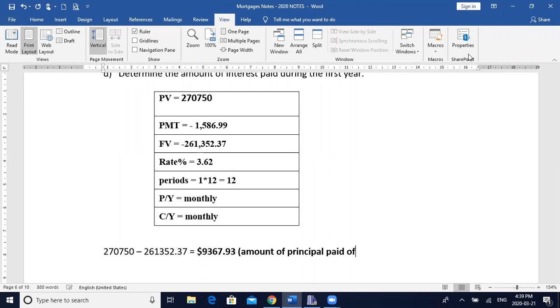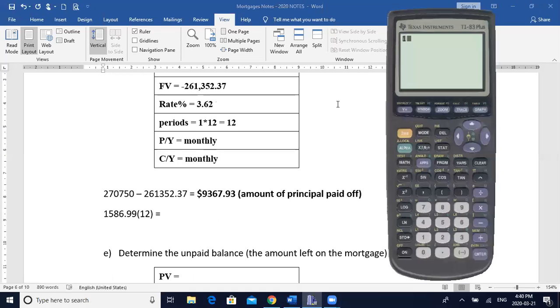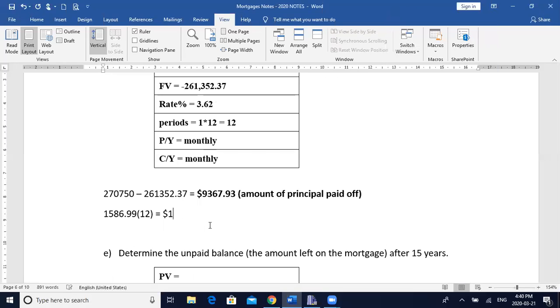Okay, so now we know that we made a monthly payment of $1,586.99, and if we multiply that by 12 months, we're going to get a very different number. It's going to be bigger than that amount. So 12 months times $1,586.99, we get $19,043.88.